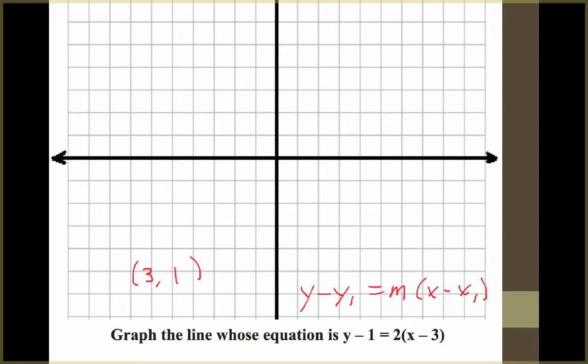So our point that we start at is over 3 on the x and up 1. And we're right here. Our m in this case is 2. So we are going to go up 2 over 1, up 2 over 1, and then we are going to draw our line. So this is graphing from point-slope form. Pull out the point first, use that, and then from that point, use your slope.